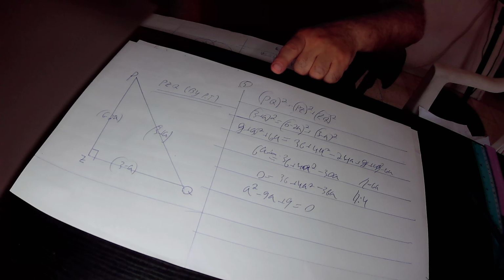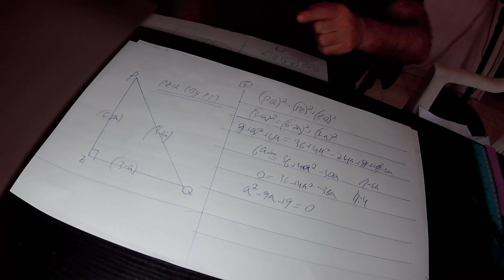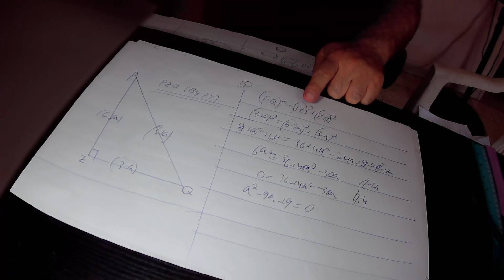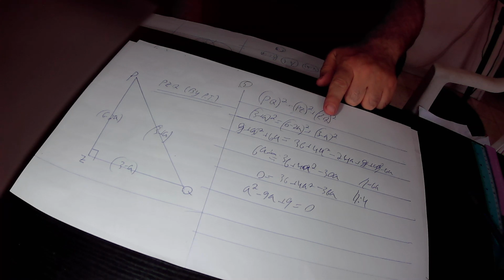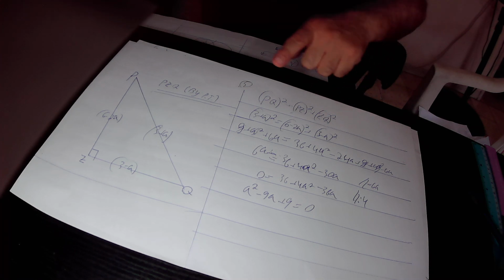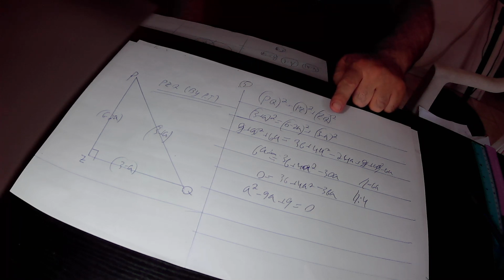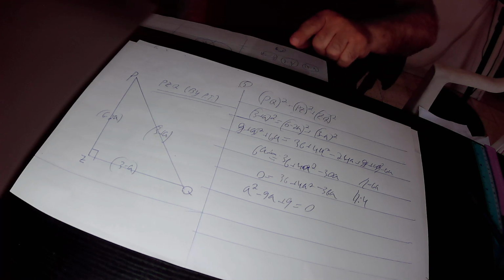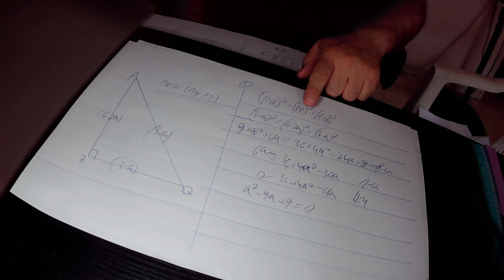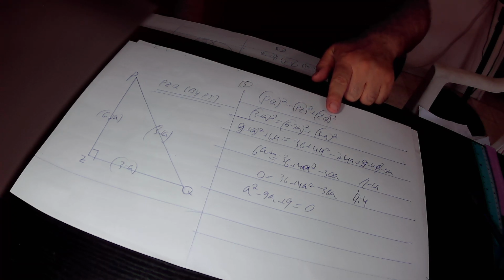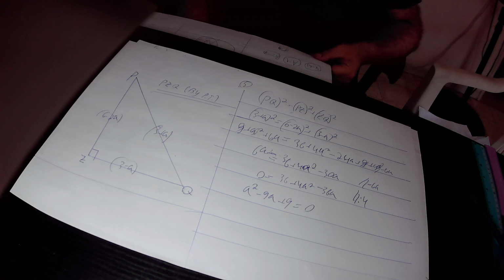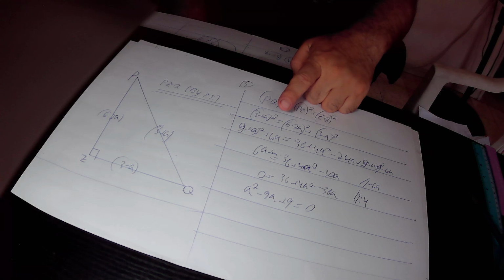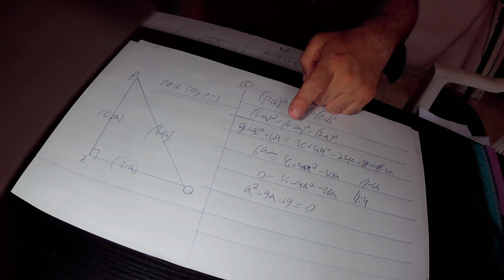PQ is 3 plus A, therefore PQ square is (3 plus A) squared, and it must be equal to PZ square. PZ is 6 minus 2A, therefore PZ square is (6 minus 2A) squared plus ZQ square. ZQ is 3 minus A, therefore ZQ square is (3 minus A) squared. So in conclusion, (3 plus A) squared equals (6 minus 2A) squared plus (3 minus A) squared. Open the brackets on both sides of the equation: (3 plus A) squared equals 3 squared, that is 9, plus A squared plus 2 times 3 times A, that is 6A.